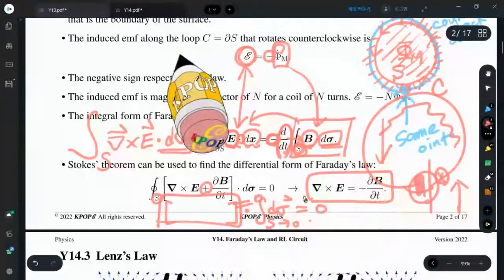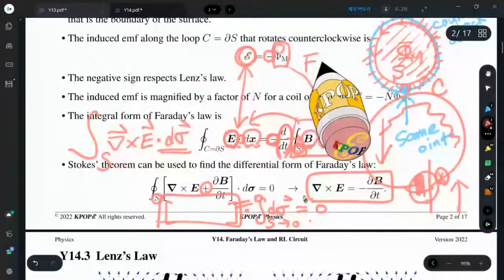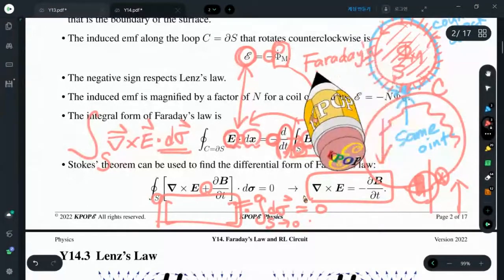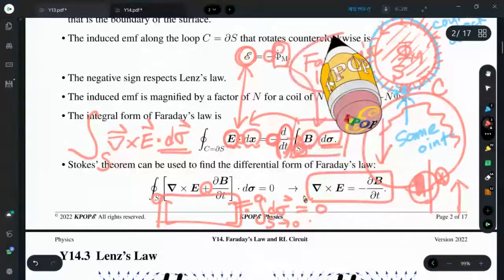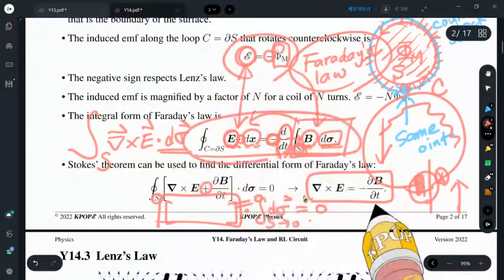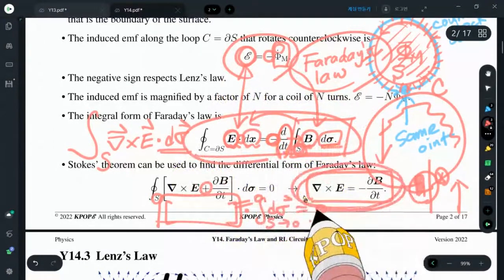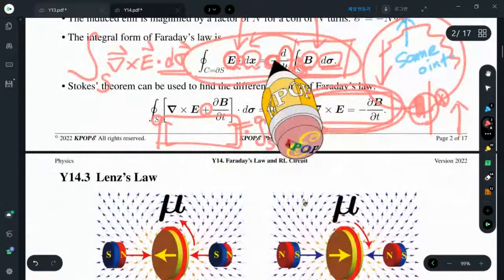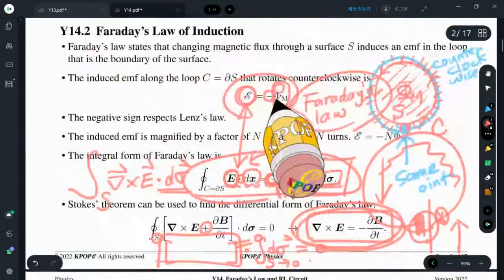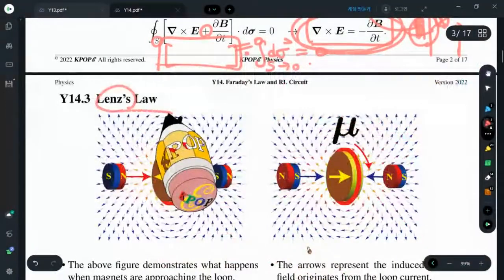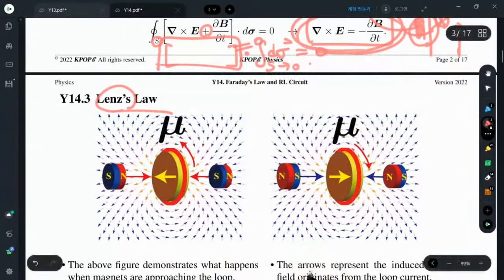This is Faraday's law for the integral form and differential form. The negative sign in here is called Lenz's law that opposes the change in the magnetic field.